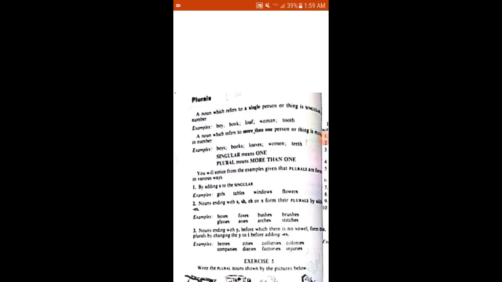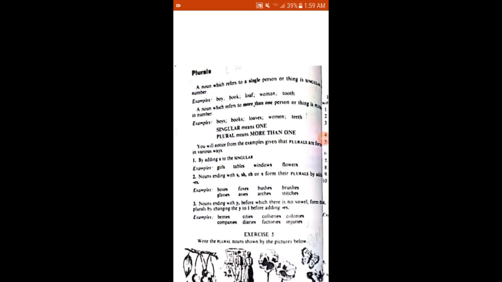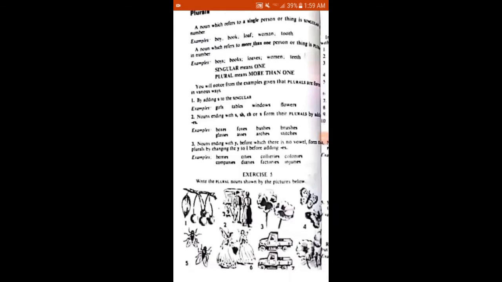You can see many examples are given in your book. After that, you have to do exercise 5 in your book. There are lots of pictures. You just have to write the plural name of what is shown in the picture. I hope it will be easy for you. Just try it by yourself. Thank you.